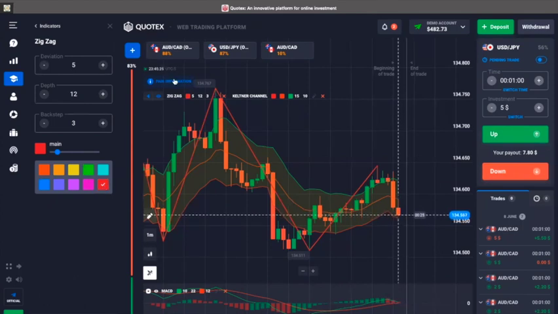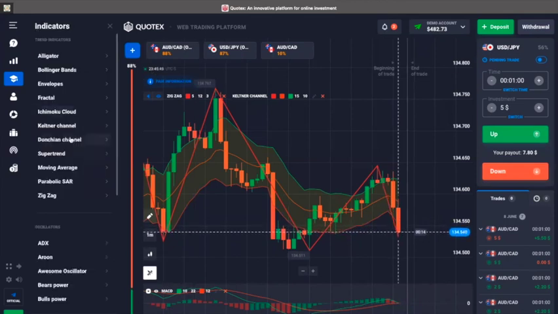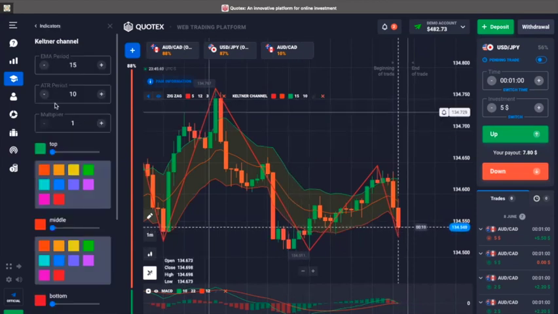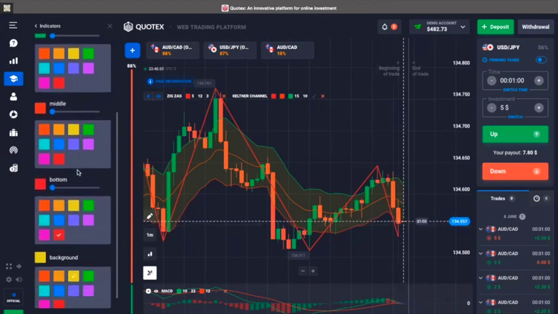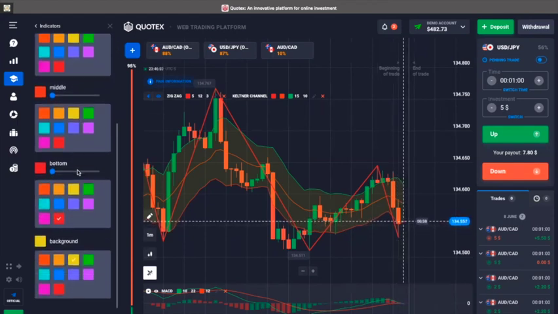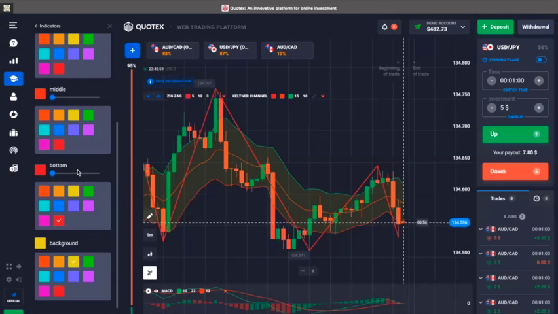Then from there, guys, next you're going to go for your Keltner channel. You'll get back to indicators and look for that Keltner channel. You want to make sure your levels are: the EMA period to be 15, the ATR period to be 10, the multiplier to be 1. Everything else should already be defaulted like this. If not, just make sure that it's just like mine.